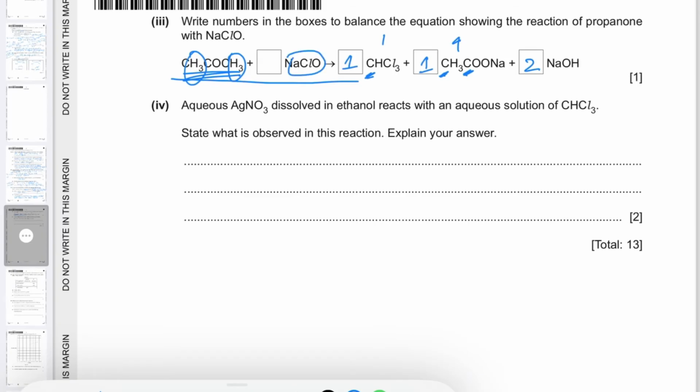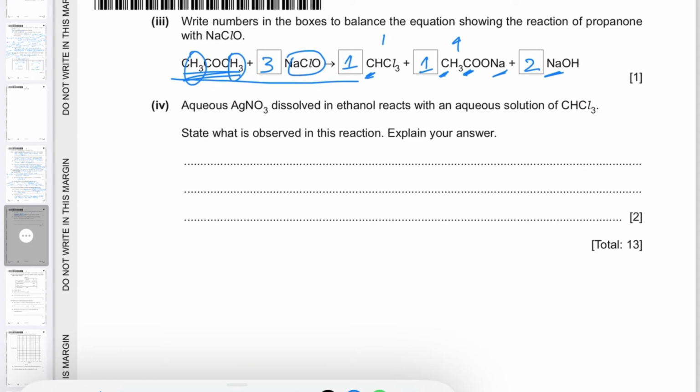Okay, now let's see if we can balance sodium, chlorine and oxygen atoms. There is a total of 3 sodium atoms on the right hand side, so we'll need 3 sodium on the reactant side as well, and that also balances out the chlorine and oxygen atoms.